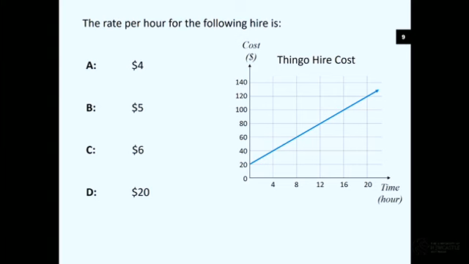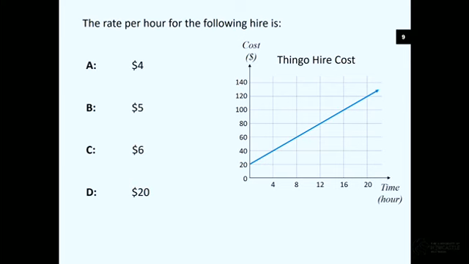Here's another thing, a higher cost. The rate per hour for that. It's not asking about an initial cost. The initial cost has nothing to do with the rate per hour. They might charge me nothing, they might charge me $200 to get it, but the rate per hour is just, okay, every hour I've taken away, how much extra will you charge me? It's purely the gradient.